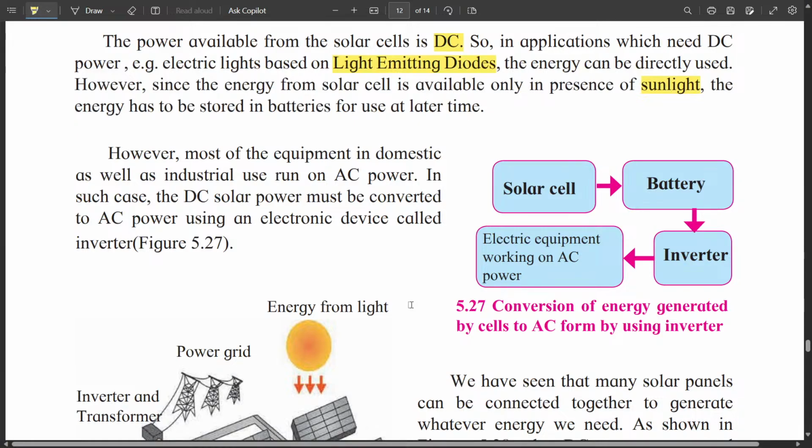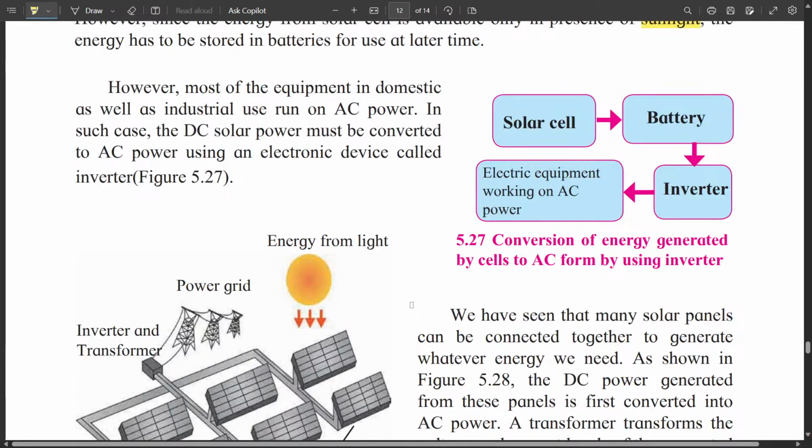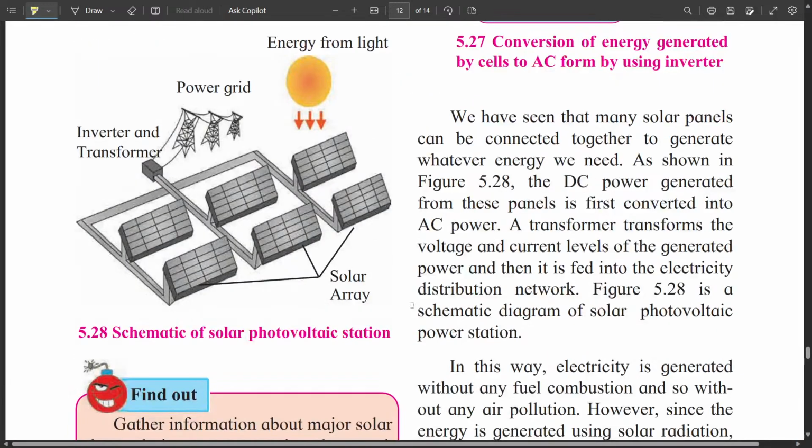However, most of the equipment in domestic as well as industrial use runs on AC power. In such a case, DC solar power must be converted to AC power using an electronic device called an inverter. So the inverter converts the DC power into AC power.